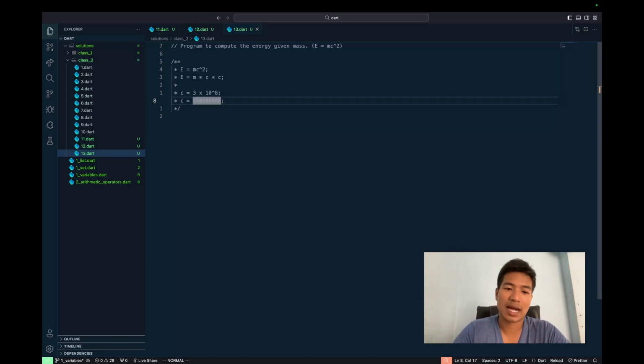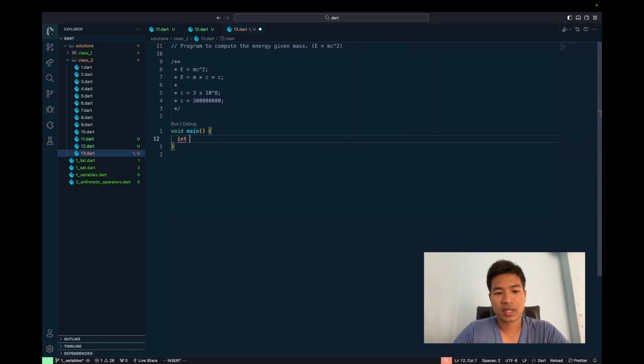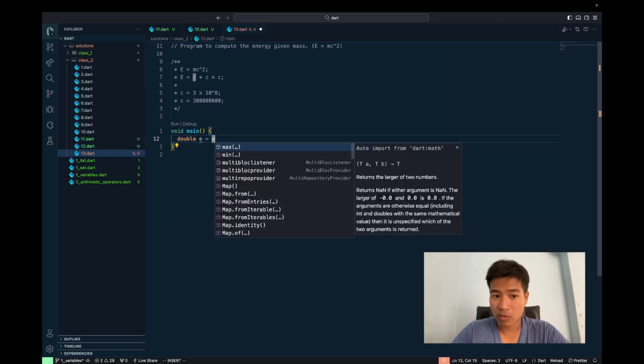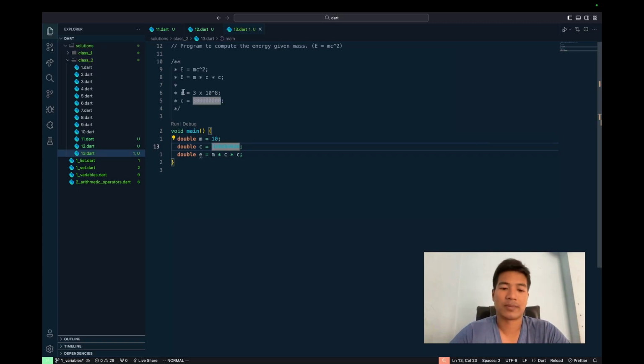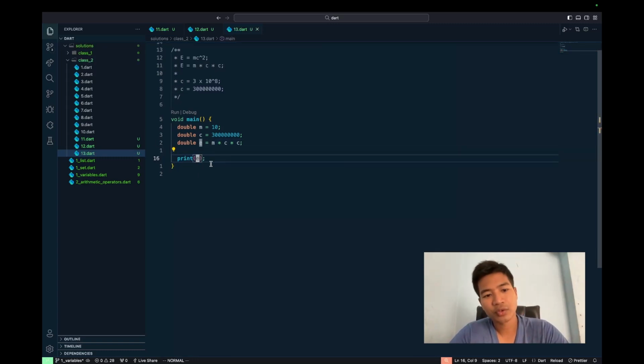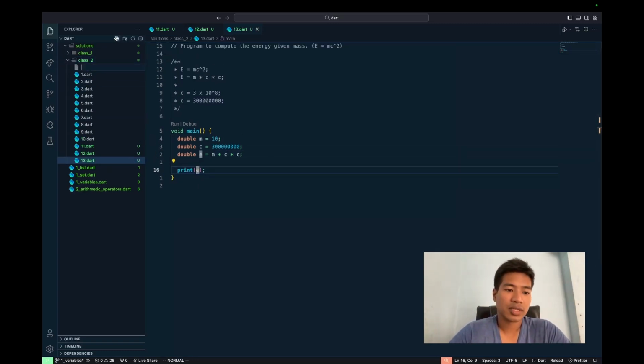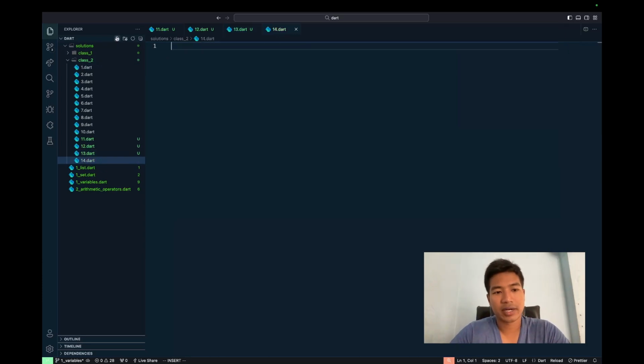So in void main, the value of e is m into c into c, mc squared. To get that, assign the value of m, and assign the value of c as 300000000. Okay, run it, and the energy will come out, given mass and speed of light. Next, 14.